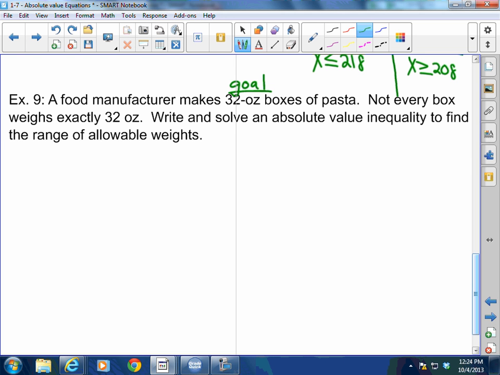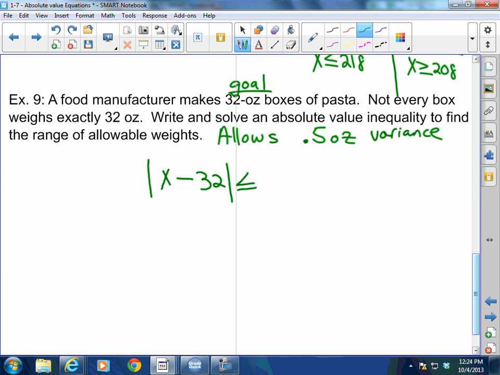Well, let's say that the company allows 0.5 of an ounce of variance. Okay, they allow half an ounce variance. It can vary by half an ounce. I want to know what my acceptable ranges are. Well, the absolute value of x minus the goal is less than or equal to the change of 0.5.